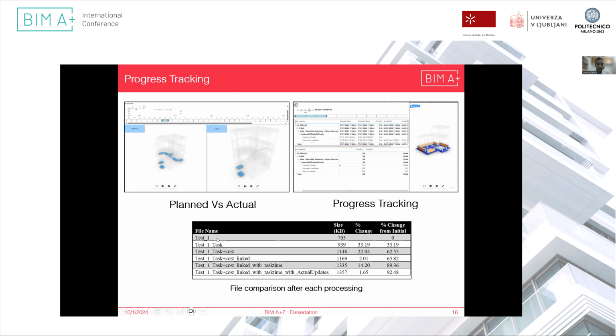This table shows the comparison of how the initial IFC file with no IFC cost item and IFC task data changes in file size as we integrate the information inside an IFC file. So this file has the lowest size in KB, and after that the task is added into it. Then the task and cost are linked together, and then task and cost are given a task time, and then these task times are updated with the actuals, so we can see the percent change from the initial.